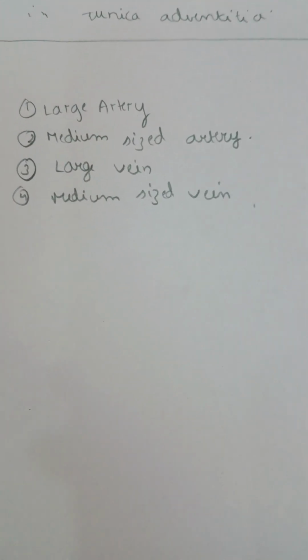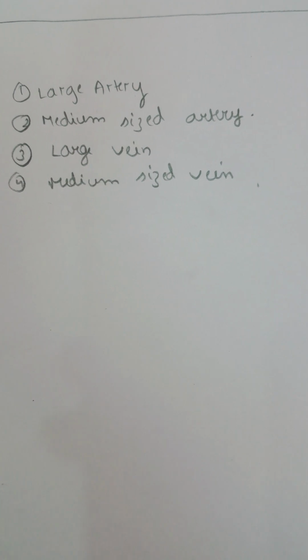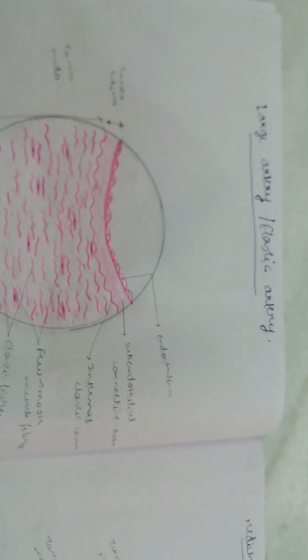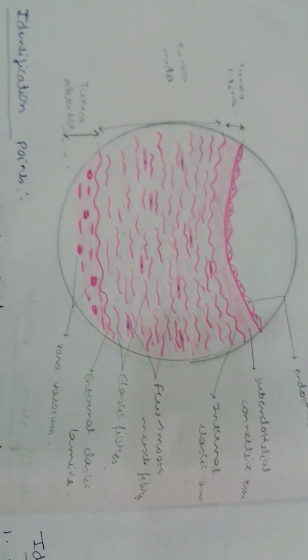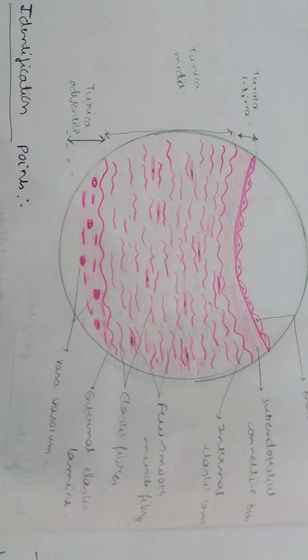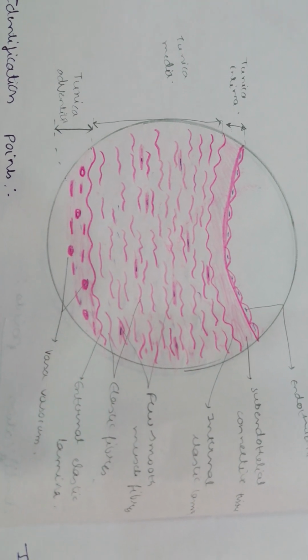Let us see the histology of large artery, medium-sized artery, large vein and medium-sized vein. First, let us see the large artery. Large artery is also called as elastic artery. It consists of three layers: tunica intima, tunica media and tunica adventitia.